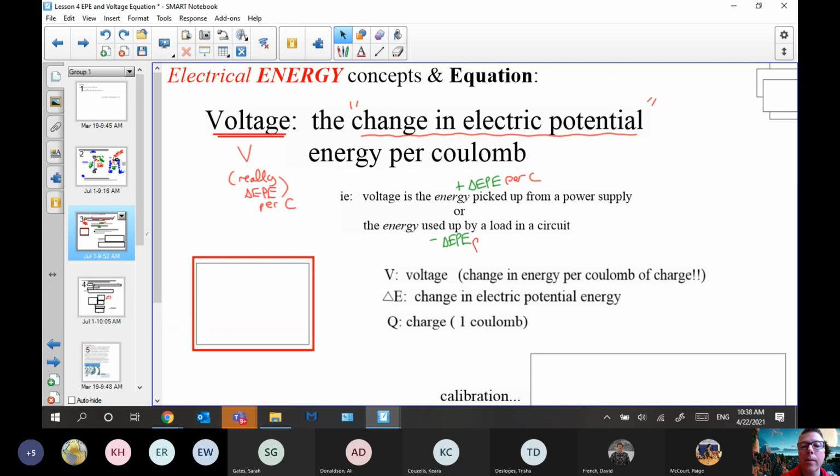To be totally correct, in this one here it's actually okay, because we're just looking at the energy picked up. Per coulomb is still a little bit more specific. I will leave it.